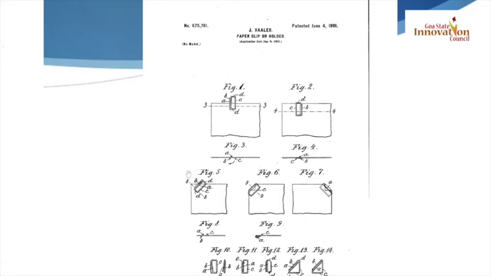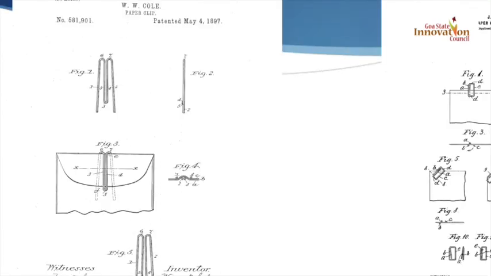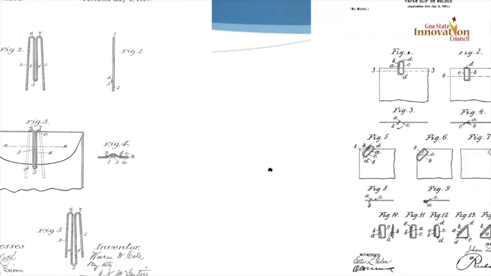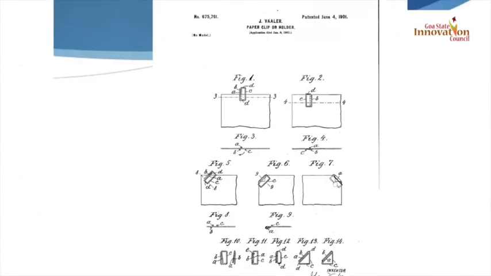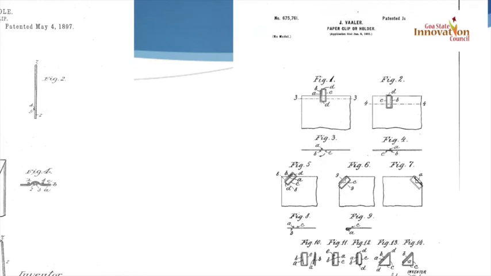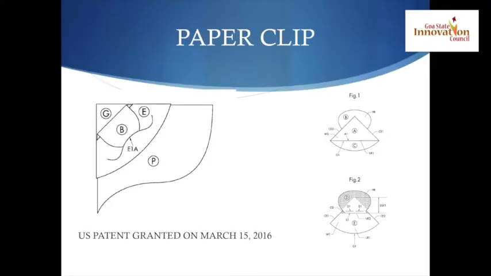This was one granted in 1897. As you can see, this is also quite prominent. But this is the one which is very prominent. You can realize it by looking at the drawings. It's the paperclip. This was allowed in 1901. But did people stop inventing the paperclip? No. This is a patent granted in 2016 on a paperclip.